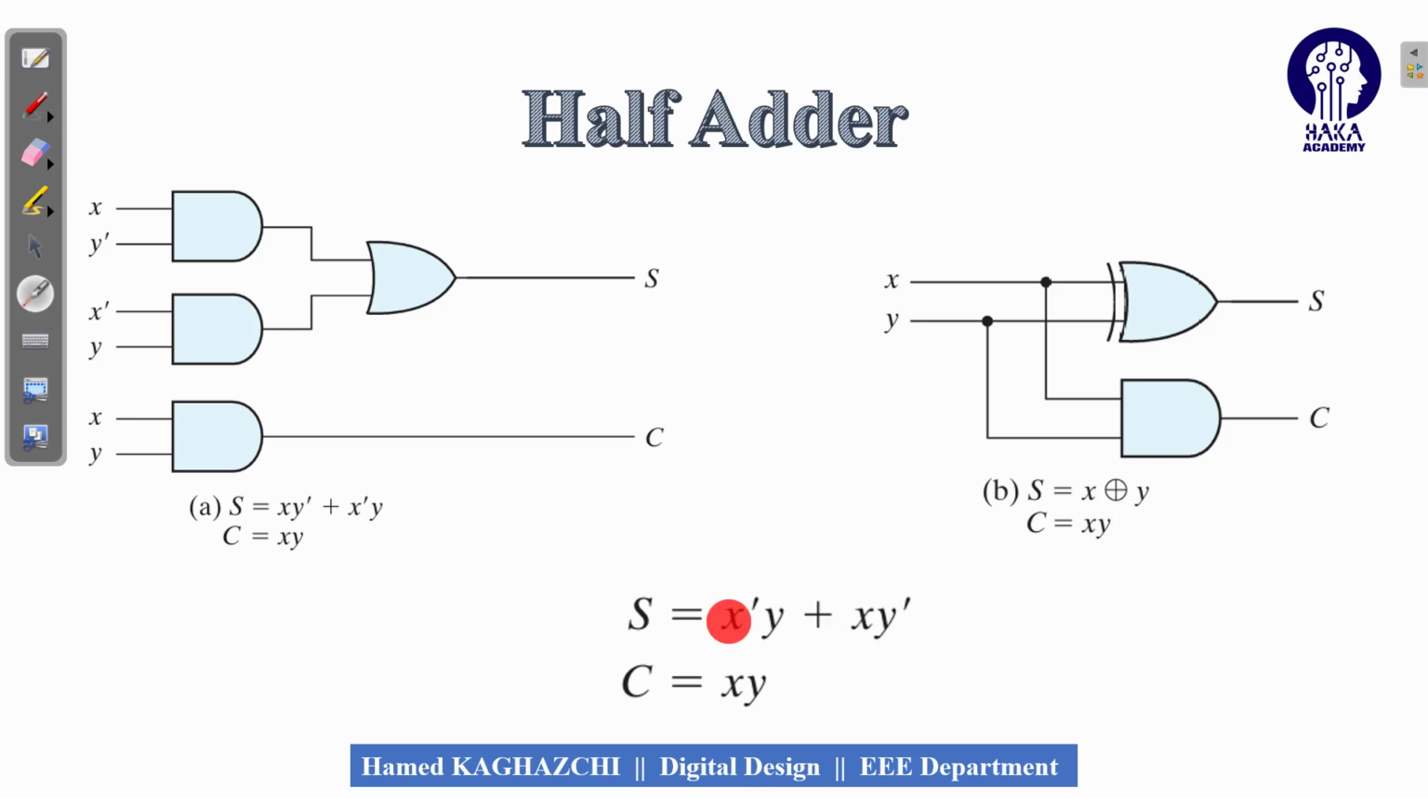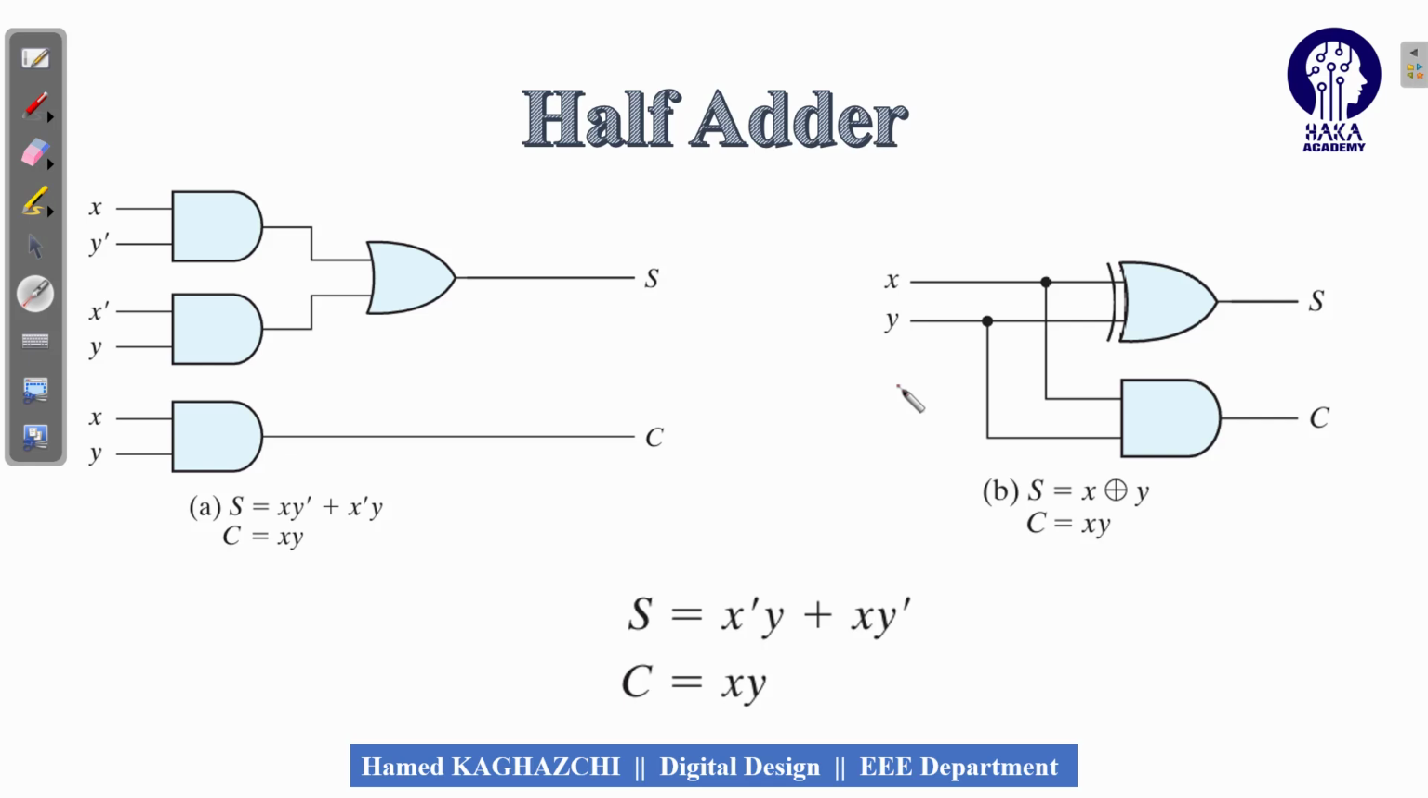Now we can also implement this circuit. You can see that here we have x prime y, and x y prime, and we OR both of them to find S. And for the case of C, we can use the AND gate, or we can directly use the XOR and AND gates for the sum and carry of the addition of 2 bits. We call this circuit a half adder. The meaning of the half adder is addition of 2 bits.